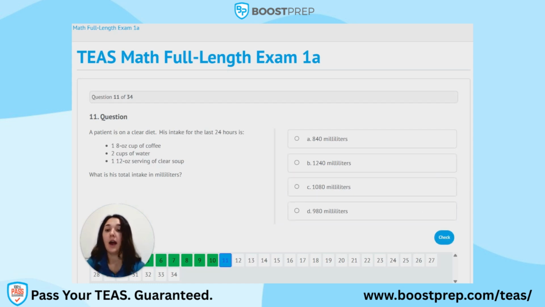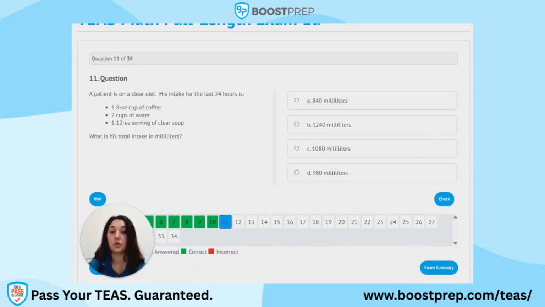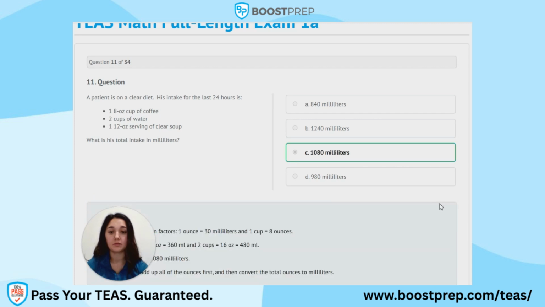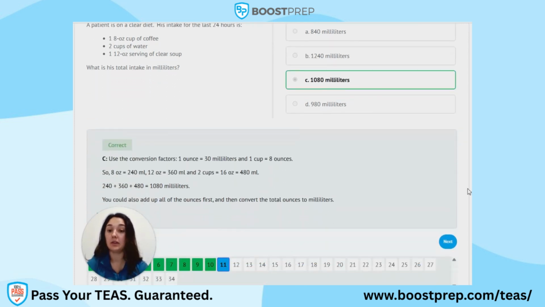Question 11. A patient is on a clear diet. His intake for the last 24 hours is 1 8-ounce cup of coffee, 2 cups of water, 1 12-ounce serving of clear soup. What is his total intake in milliliters? A, 840 milliliters, B, 1,240 milliliters, C, 1,080 milliliters, or D, 980 milliliters. Correct answer is C, 1,080 milliliters.